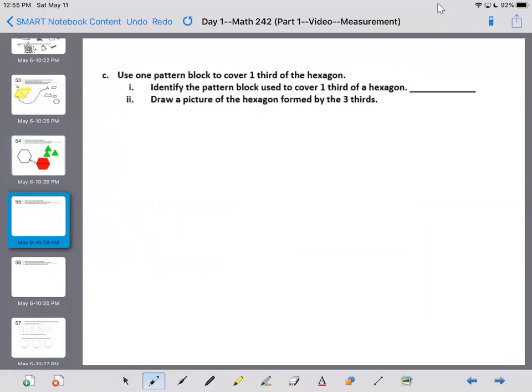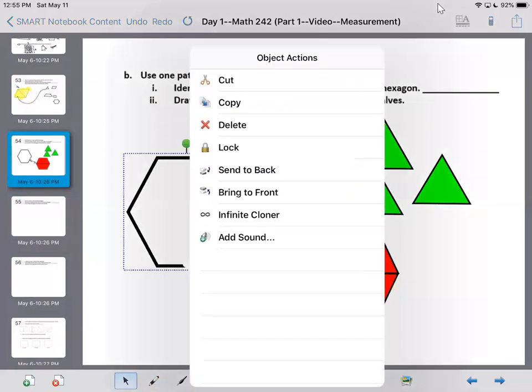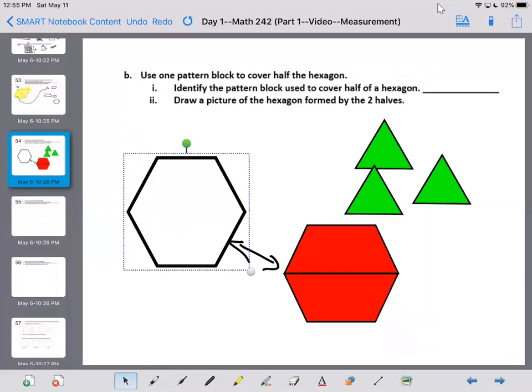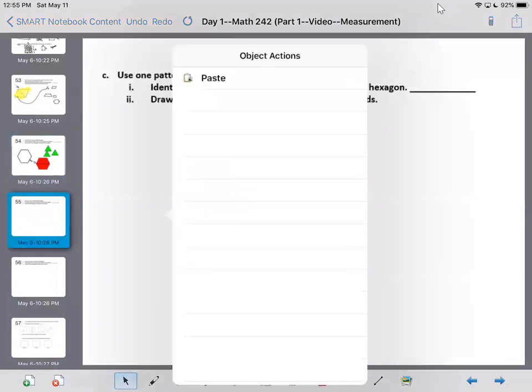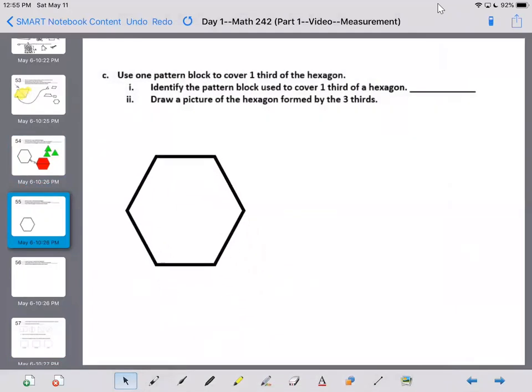Use a pattern block to cover 1/3 of the hexagon. So when we think about that, now we want to think about that 1/3 of the hexagon is going to be a rhombus. So how is that going to look? Well, a rhombus would look something like this when you put those in. So you would see there's 1 rhombus. So you've got 3 rhombi that would represent that.